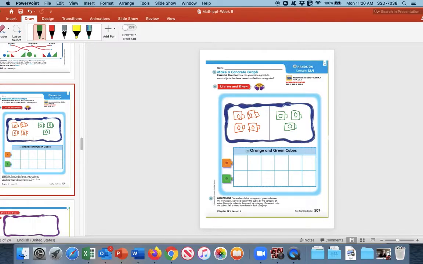So now that we have sorted them by their color on the sorting mat, now we're going to graph them down below. So again, our skill today is mostly focusing on graphing. Up here you can see the word graph. I'm going to circle it. So orange and green cubes, and it says to move the cubes to the graph, which we would do if we had real ones, draw and color the cubes.